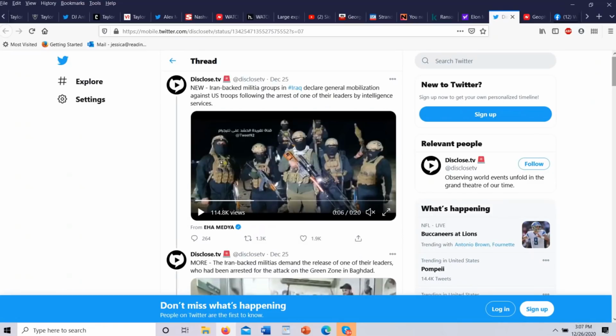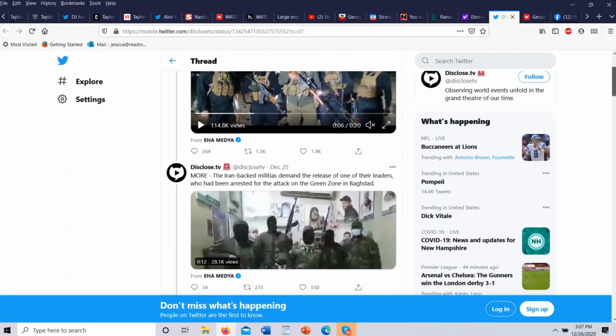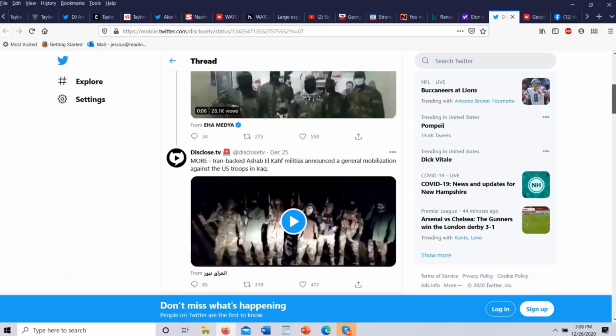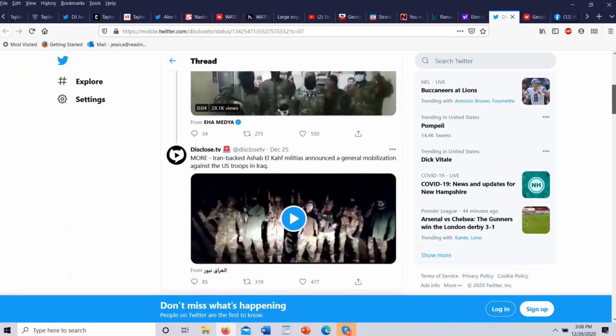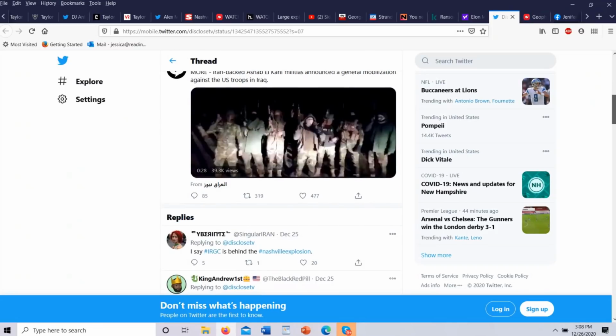Okay, so this is the next article. Iran-backed militia groups in Iraq declared general mobilization against U.S. troops following the arrest of one of their leaders by intelligence services. I was just bringing this up to show there's still a lot of tension going on here in the Middle East, and the tension between the U.S. and Iran. In particular, because of that issue in Tennessee, they brought up the idea of the potential that these are Islamists being involved. So there's that too.